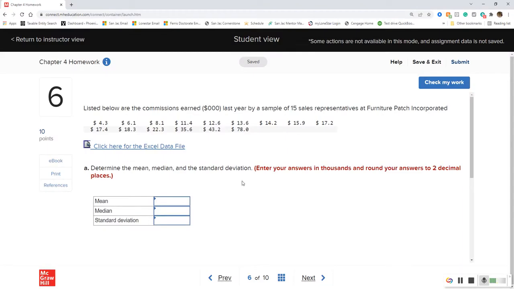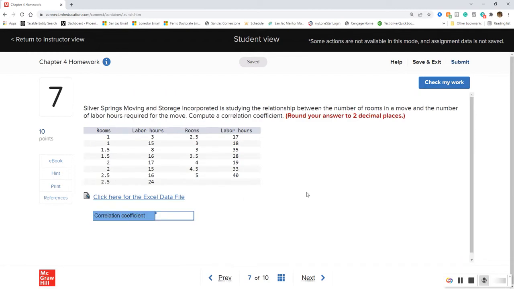And if you have questions or need a little help, again, you can always email or text me at the number that's on the syllabus. All right. Question 7.